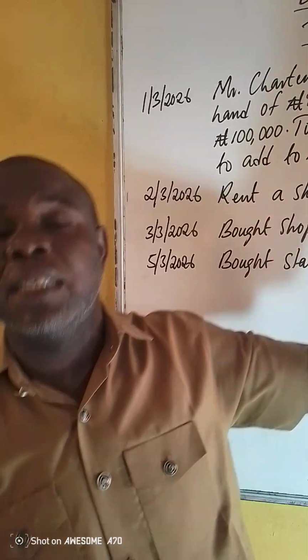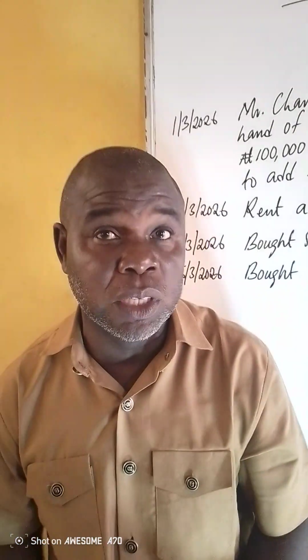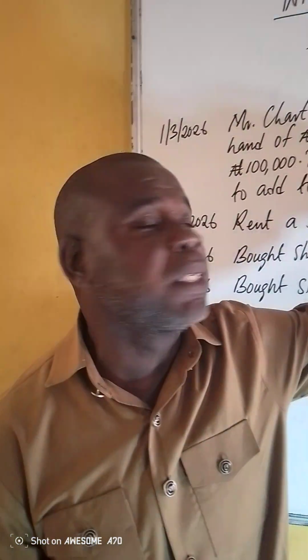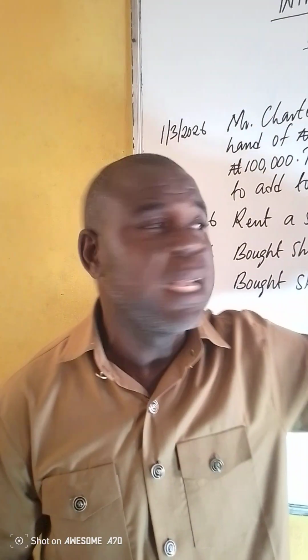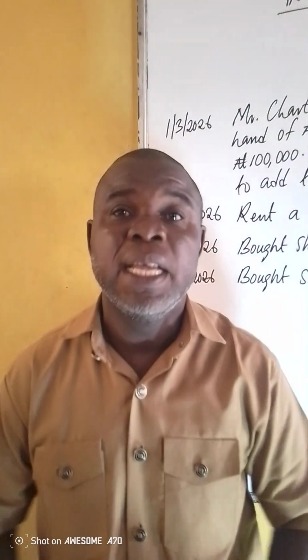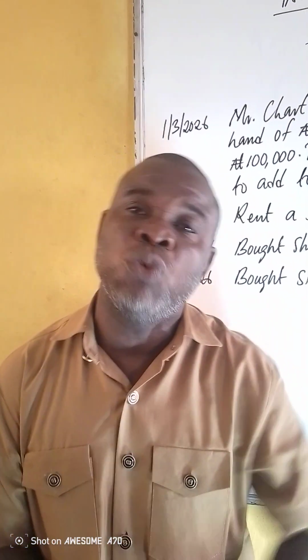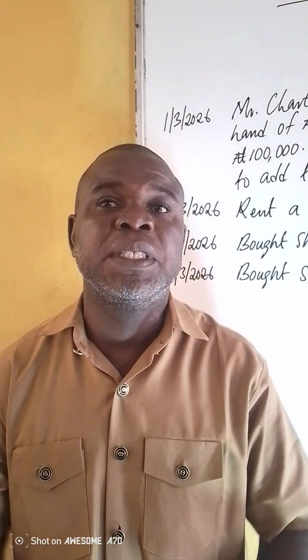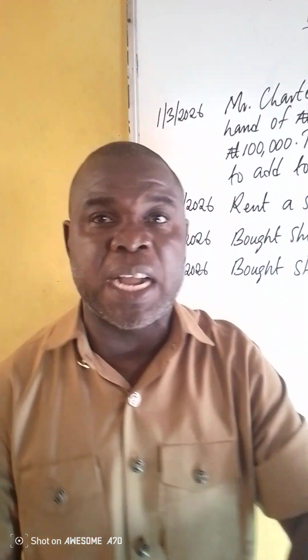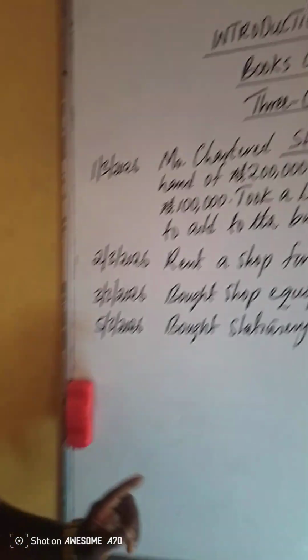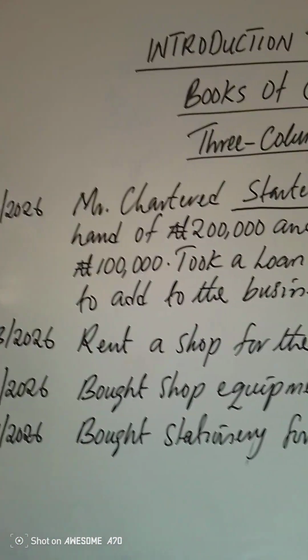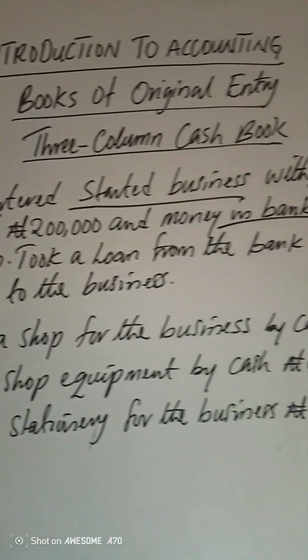And this transaction here is trying to prove the accounting equation, whereby the owner started business with cash and money in the bank. They want to borrow money to add to the business so that the business will continue. So loan is never capital, please. I want to emphasize, but all we know is that money is coming into the business by way of loan.